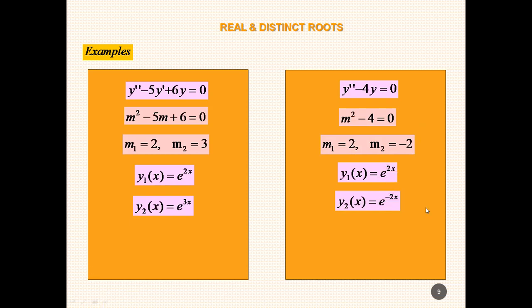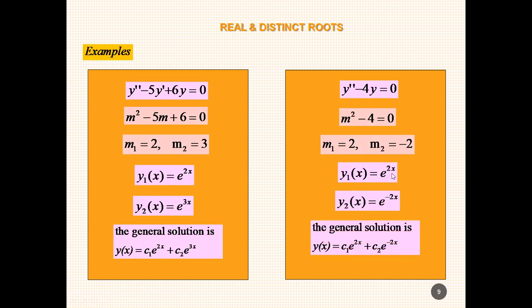Okay, so the general solution of these two, for the first one, you will have this and this being added. And for the second one, you have this and this being added. You can interchange the manner of writing. Any question? None. Okay. Then we'll go to real repeated roots.